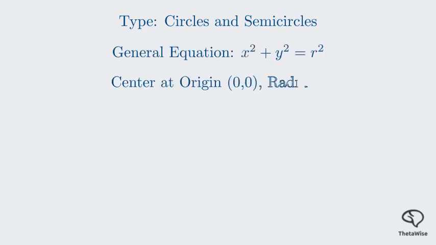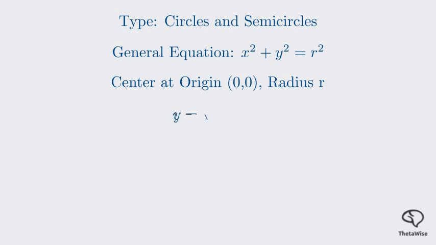Let's now consider circles and semicircles. The equation of a circle is a classic example of a quadratic relation. The general equation for a circle centered at the origin with a radius of r is x squared plus y squared equals r squared. This equation defines the entire circle. However, sometimes we only need a part of the circle. We can express this using semicircles.